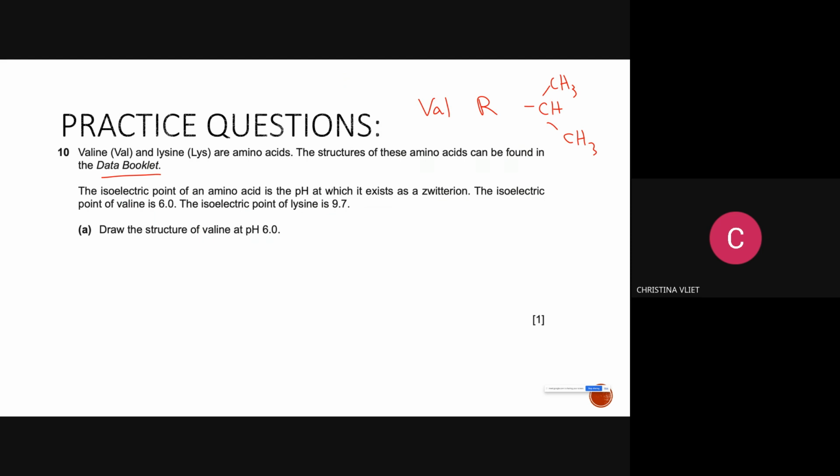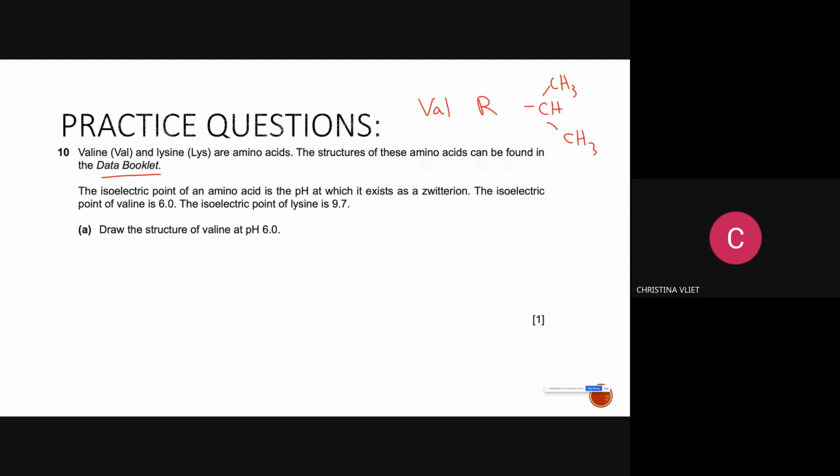It says valine and lysine are amino acids. The structures of these can be found in the data booklet. The isoelectric point of an amino acid is the pH at which it exists as its zwitterion. The isoelectric point of valine is 6. Draw the structure of valine at 6. So how would we draw it?